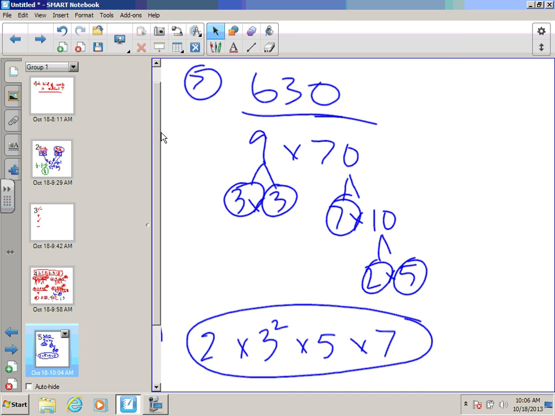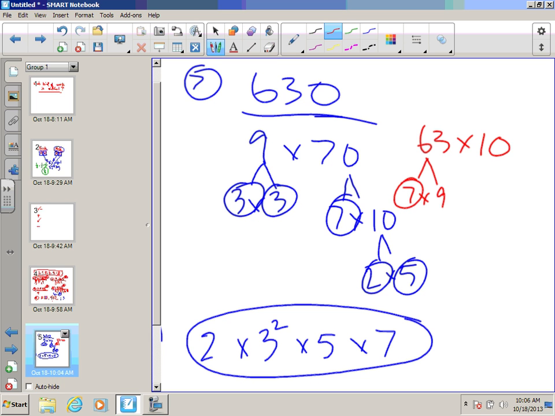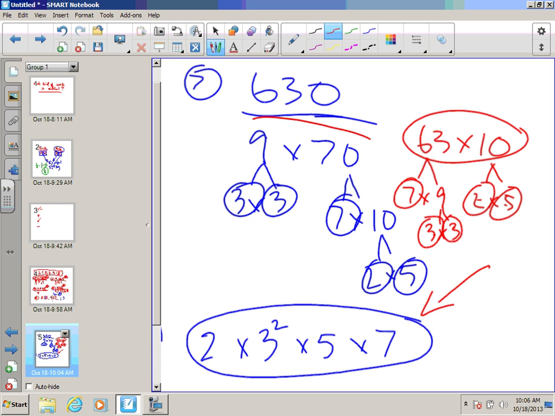So do the 63 times 10? Okay. So 63 is what, 7 times 9? And then 2 and 5. So we should have a 2, 2 3s, a 5, and a 7. This will always be the same no matter what you choose to begin with. Okay? As long as everything is done the right way, it doesn't matter what you pick first. Okay?